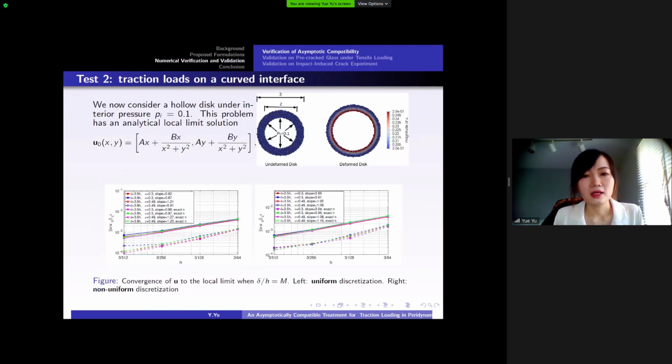Another example is for the curvilinear surface. We have a hollow disk subjected to interior pressure, and we compare our solution with the analytical local solution to check our formulation in handling the curvilinear interface. Finally, we still get first order convergence to the local limit for all the cases.